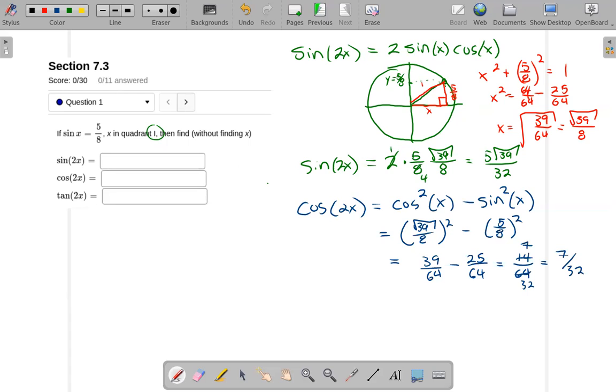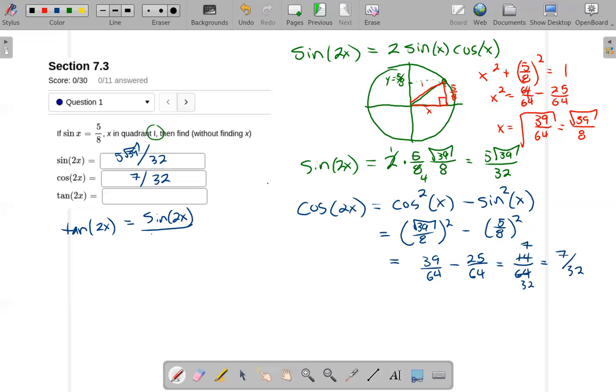All right, so we got this sine was more complicated. That was 5 square root of 39 over 32. And cosine was 7/32. And we could use the tangent double angle, but we really don't have to because it's much easier to say that the tangent of 2x is the sine of 2x over the cosine of 2x.